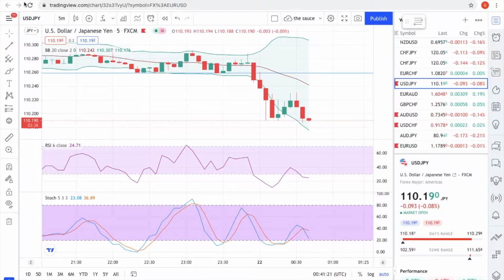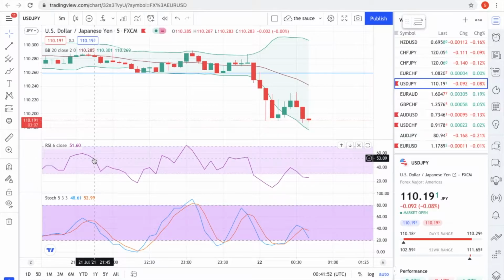Now, I use a combination of the currency strength meter, the RSI, and the stock indicators. I'll be showing you guys the settings for those in case you want to follow along, and I use the default settings for the Bollinger Bands. So these things around here are called Bollinger Bands. They basically tell you when the market is overbought and oversold. The RSI is a momentum-based indicator which tells you the momentum of the market.